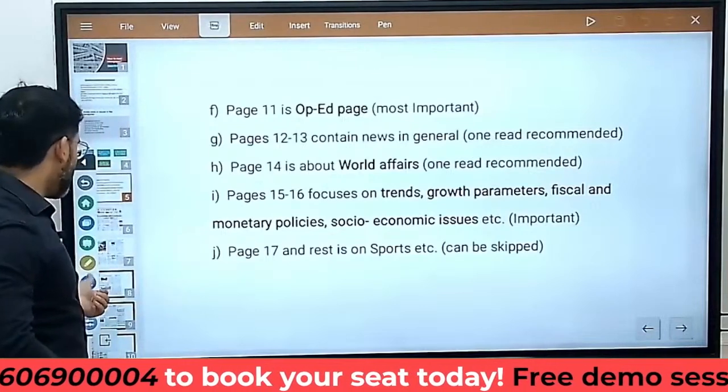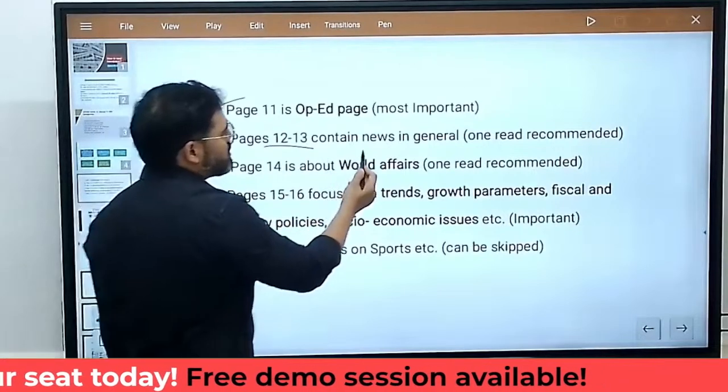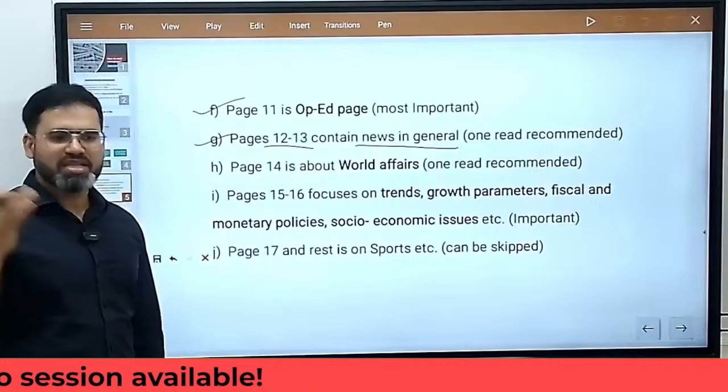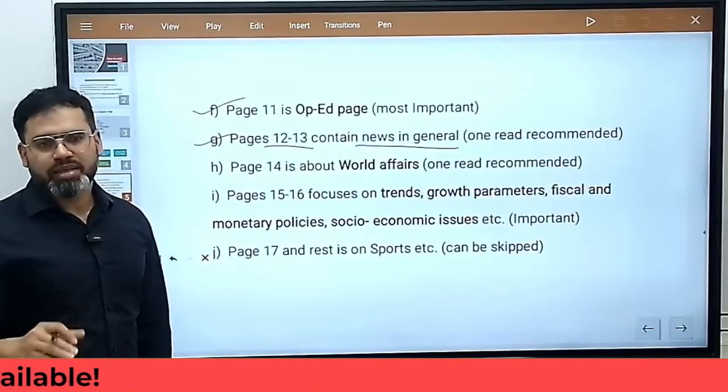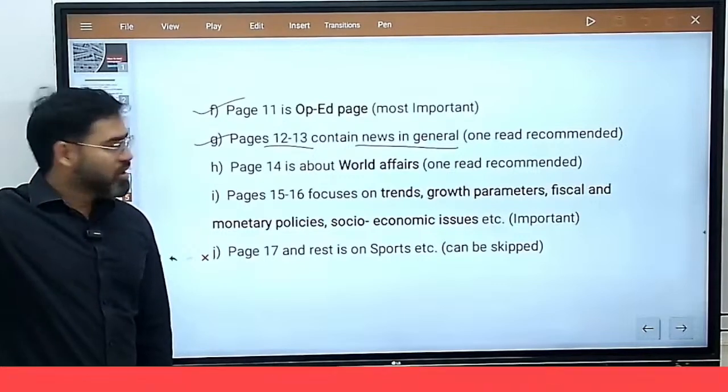Right? This is also important. So this page is important. Next, page 12 contains news in general. Sometimes, news in general, क्या होता है कि they have given news in page number 1. Then page number 1 में they have given incomplete news. Then they will give read more in the next page number.